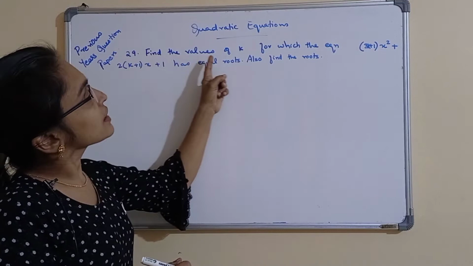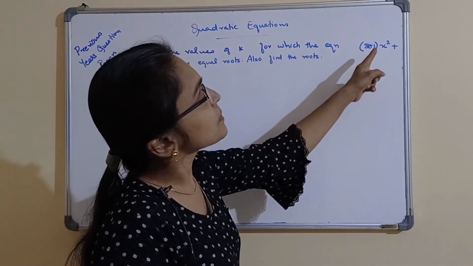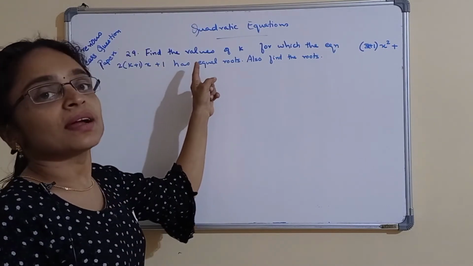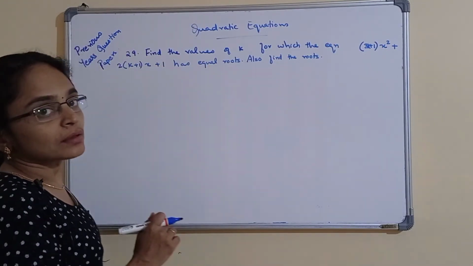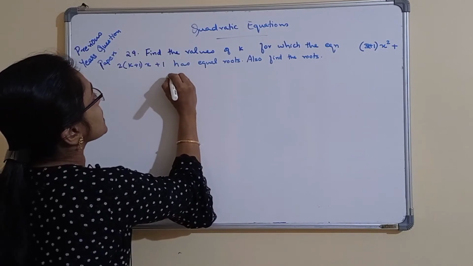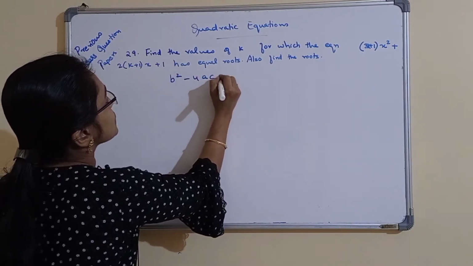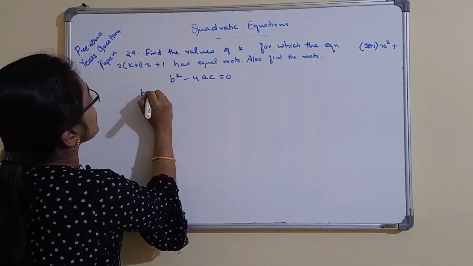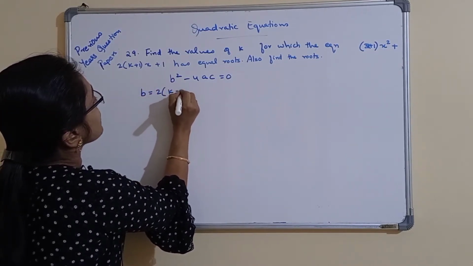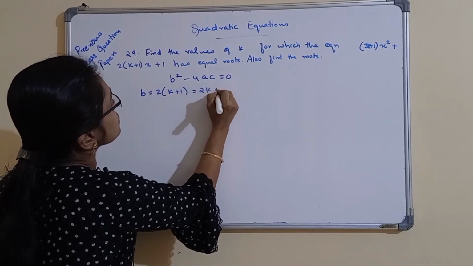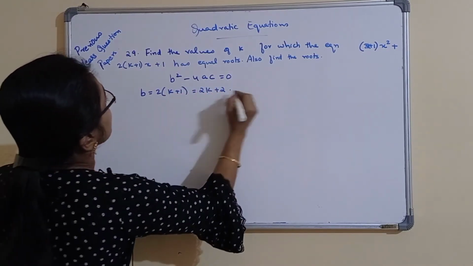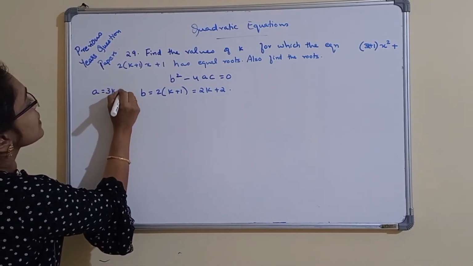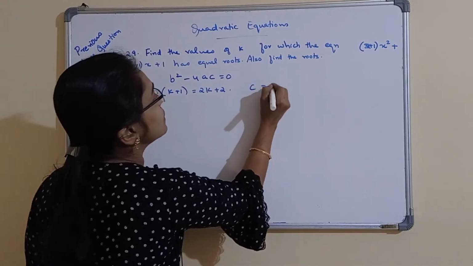29th question. Find the values of k for which the equation 3k plus 1 into x square plus 2 into k plus 1 into x plus 1 has equal roots. Also find the roots. So we know that b square minus 4ac equal to 0 if it has equal roots. So b is equal to 2 into k plus 1 which is equal to 2k plus 2. And a is equal to 3k plus 1 and c equal to 1.